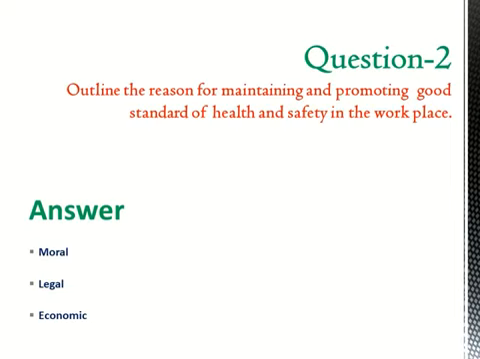So the third one is the economic reason. The economic reason is that all accidents are costly. The economic case for health and safety is simply that accidents and ill health cost money. When an accident occurs, there will be direct and indirect costs associated with that event. Some of these losses can be insured against, but many cannot. So the financial impact of accidents and ill health can have a significant effect on the profitability of an organization, and in some cases can lead to bankruptcy also. So these are the reasons for maintaining and promoting a good standard of health and safety at the workplace.